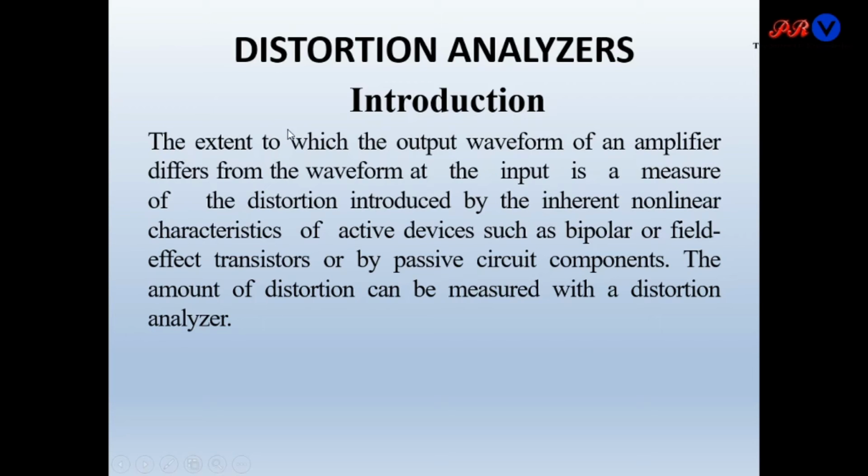So, let us study this topic. The extent to which the output waveform of an amplifier differs from the waveform at the input is a measure of the distortion introduced by the inherent nonlinear characteristics of active devices such as bipolar or FET transistors, or by passive circuit components. The amount of distortion can be measured with a distortion analyzer. So, this distortion is caused by the nonlinear characteristics of the devices.